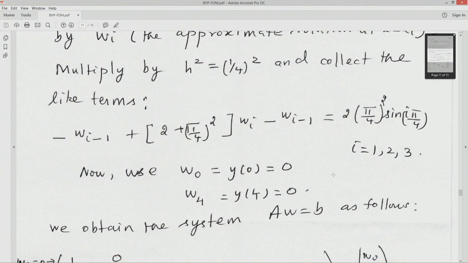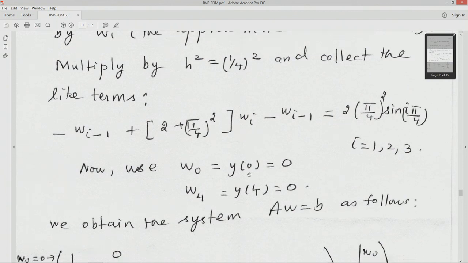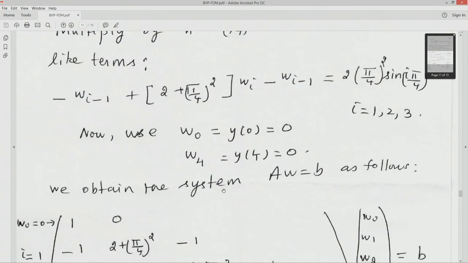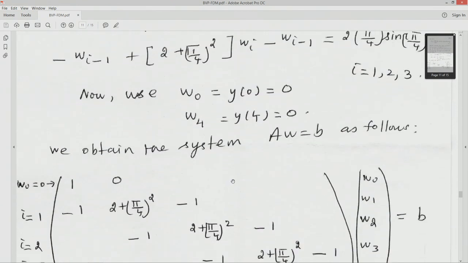Now, we look at the boundary conditions. The boundary conditions are that y of 0 is 0 and therefore, w 0 is 0 and y at 4 is 1 and hence w 4 will be 1. So, we obtain the system A W equal to B as follows. We take w 0 equal to 0 as the first equation. The next 3 equations are obtained by applying this at i is equal to 1, 2, 3, and our last equation is given by w 4 is equal to 1.